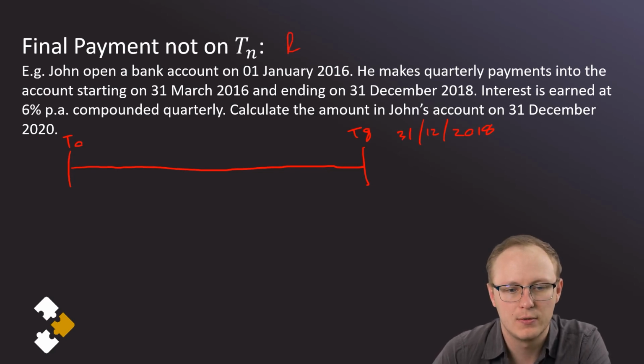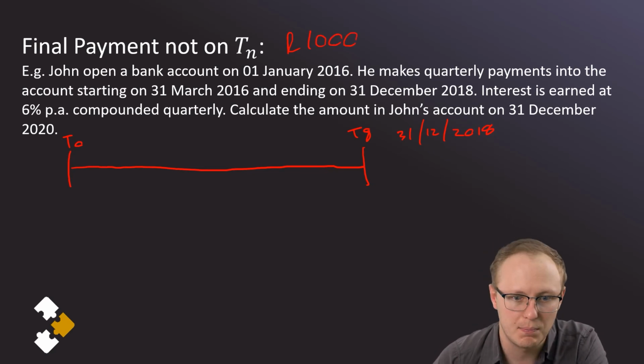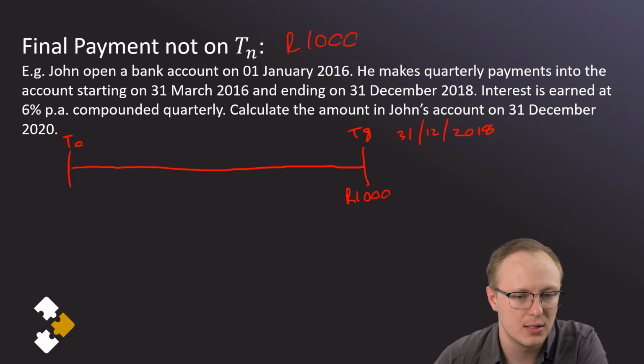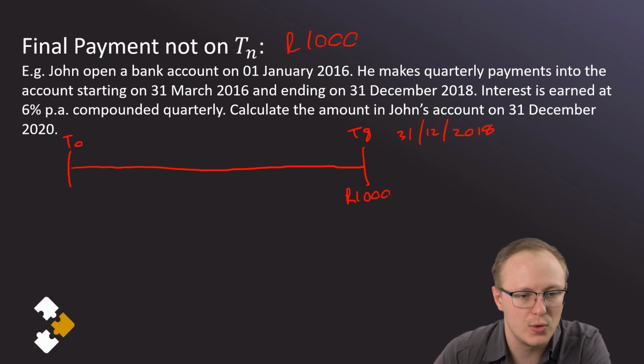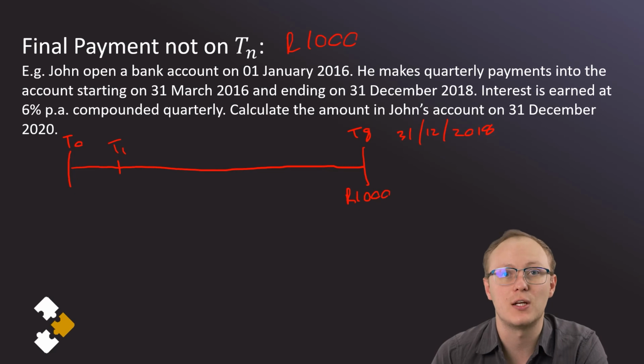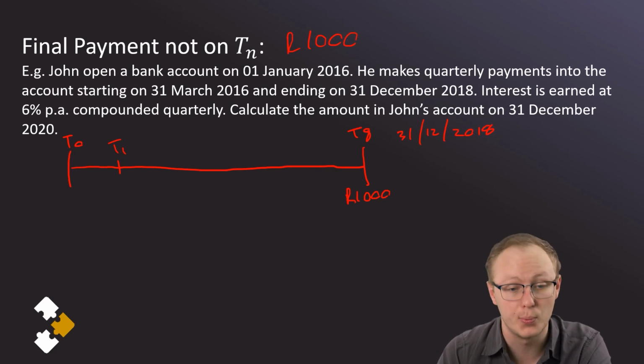Now again, some smart person didn't put the amount here. They just say they pay 1,000 Rand each time. So here's our 1,000 Rand at T8, right? And this one played along with our other assumption that it's in arrears. He didn't make a payment on the 1st of January 2016. He's merely opened the account.